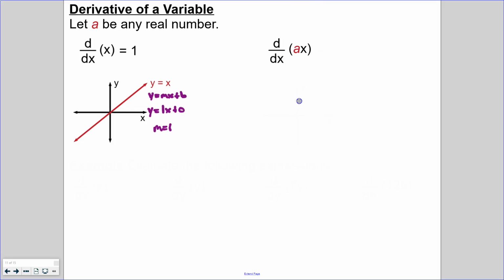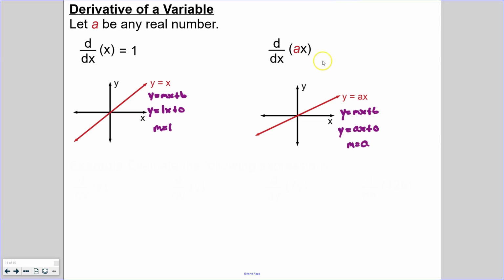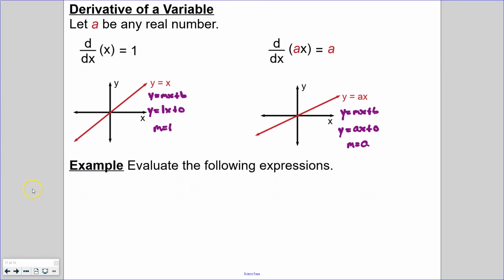So let's go ahead and let's look at the graph of ax. So this particular graph will be y equals ax, but again, this is a linear function, and that's going to be written in the form of mx plus b. So we can see from our particular line here that our slope is going to be a, and our y-intercept will be b, but again, that tells us that our slope everywhere will be a. So therefore, the derivative of ax will just be a, or the derivative of a coefficient times a variable is just the coefficient. So let's take a look at some examples.